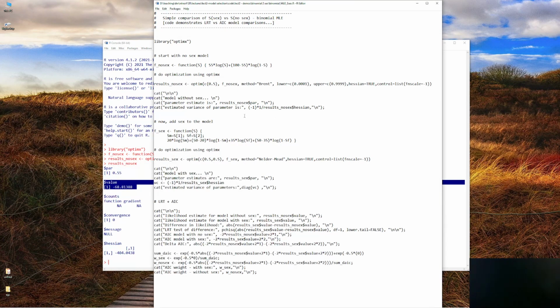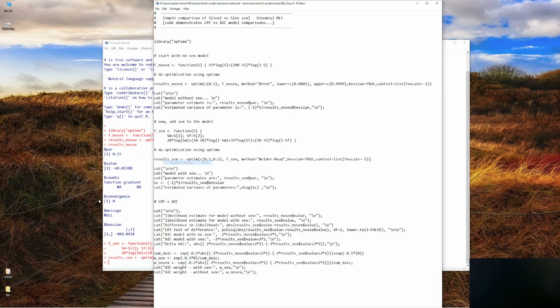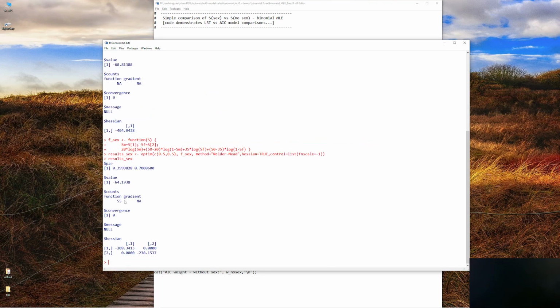All right, so now we build the model for the two sexes. So this is essentially the equivalent. This is the sex function based upon what you saw on the PowerPoint slide. I'm going to run that. I do the optimization here because I have two parameters, survival for males and survival for females. I'm using Nelder-Mead. Again, we talked a little bit about this in the first lecture. And I run this. And now I look at the results for that model, results for sex. There's my two parameter values. And there's my likelihood.